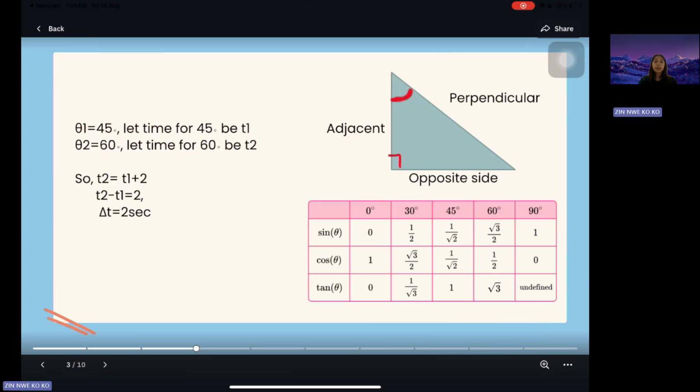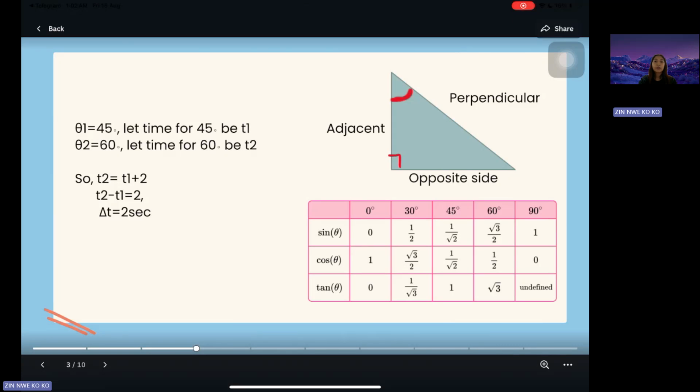When the rain falls vertically but the car is moving forward, the streaks we see on the window are slanted. So the horizontal component of the streak comes from the car velocity, while the vertical component comes from the rain's falling speed. Let's call the time when the angle is 45 degrees T1 and when the angle is 60 degrees T2. So T2 equals T1 plus 2, and if we move T1 to the left side, T2 minus T1 equals 2 seconds. That means delta T equals 2.